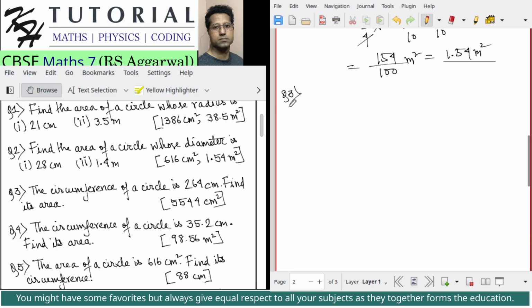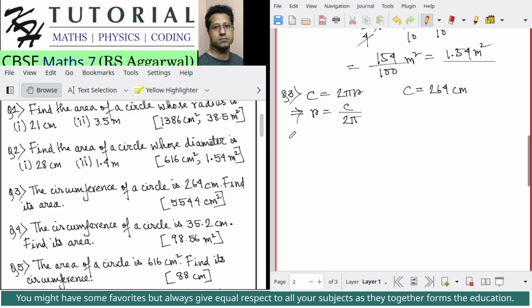The circumference of a circle is 264 centimeter. Find its area. Okay, so circumference is equal to 2 pi r, so this implies that r is equal to C by 2 pi. C is given in this problem. C is given to be 264 centimeter.